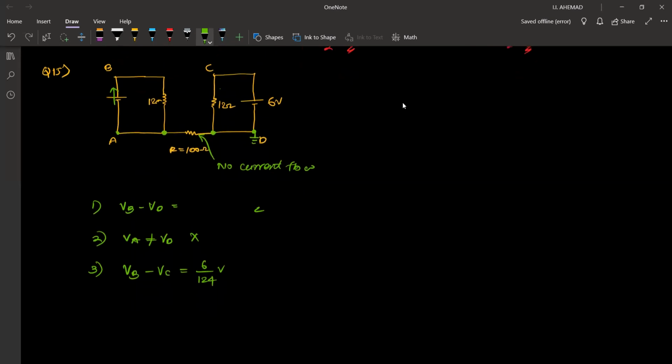The fourth one says VA minus VC is equal to minus 6 volts. So we know that VA and VD are having the same potential. Therefore, this is 0. And VA is equal to VD is equal to 0. So 0 minus, what is VC? VC is 6 volts. So this is equal to minus 6 volt. So this is true.